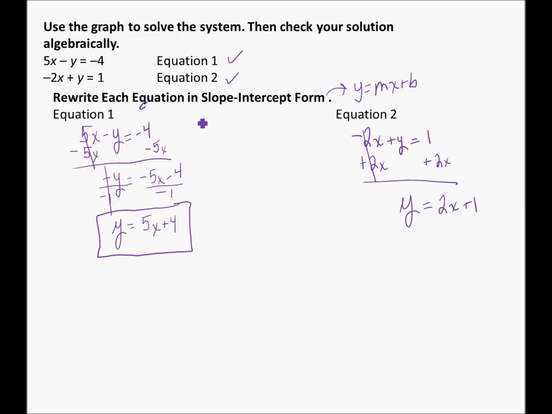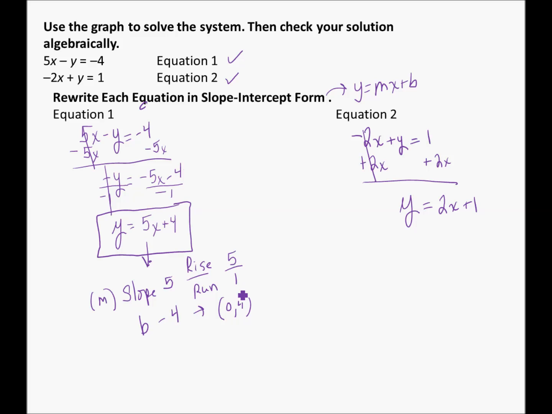Now I'm going to graph the first equation using slope-intercept form. As a reminder, the slope is 5. The y-intercept is 4. If we're using our mx plus b, m is our slope, b is our y-intercept. The y-intercept is the point 0, 4. That's our starting point. And the slope can be represented as rise over run. So anytime I have a whole number, I actually have it over 1. So 5 would be my rise, 1 would be my run.